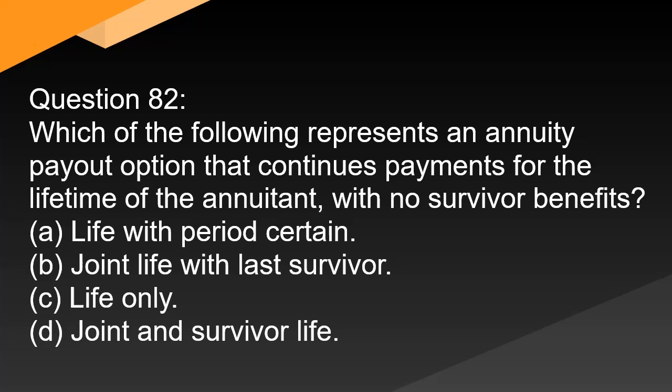Question 82. Which of the following represents an annuity payout option that continues payments for the lifetime of the annuitant, with no survivor benefits? A. Life with period certain. B. Joint life with last survivor. C. Life only. D. Joint and survivor life.